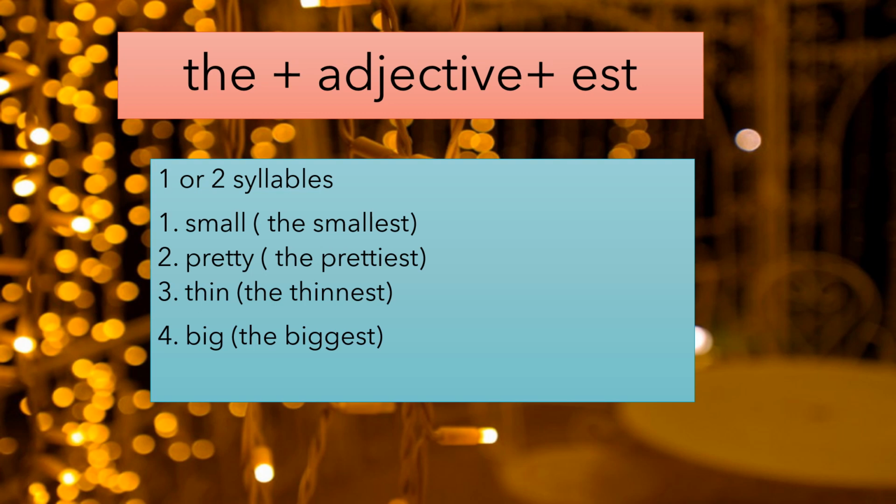Big, the biggest. Remember that. Superlative means the most one, the most beautiful, the smallest, the thinnest, the biggest, so there is only one object or one thing. It only applies with one thing or object or a person.